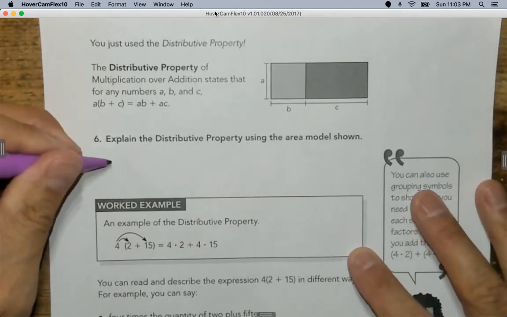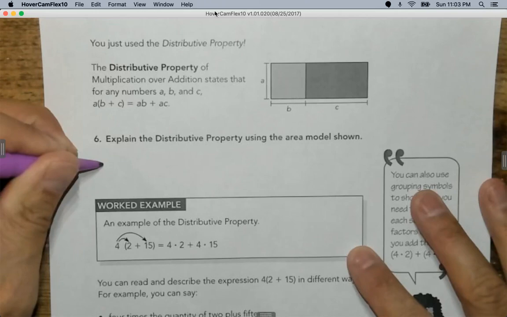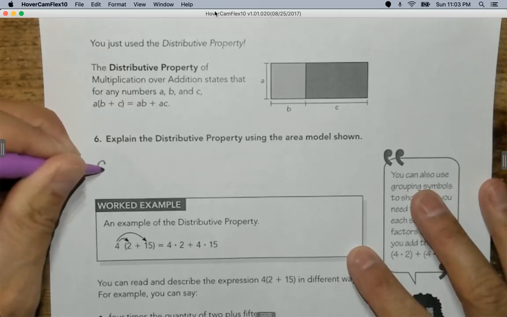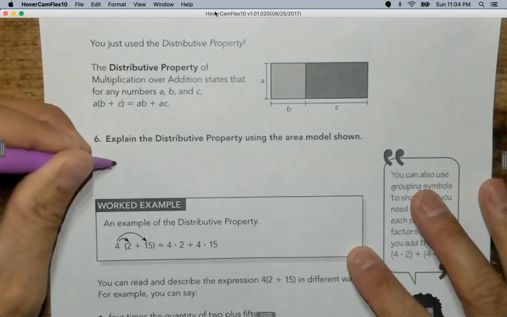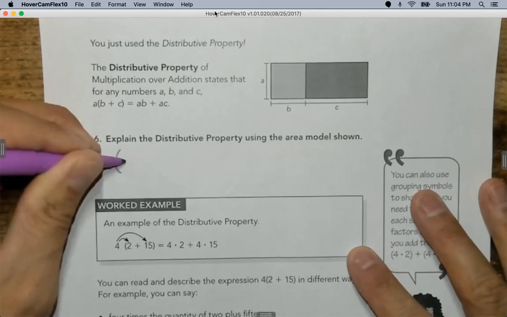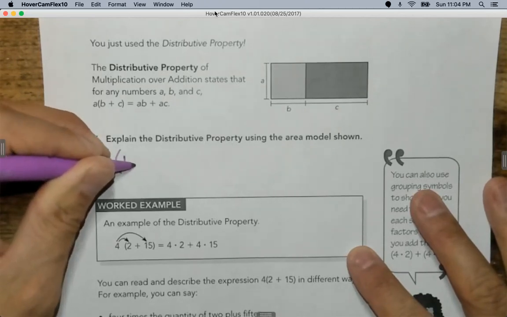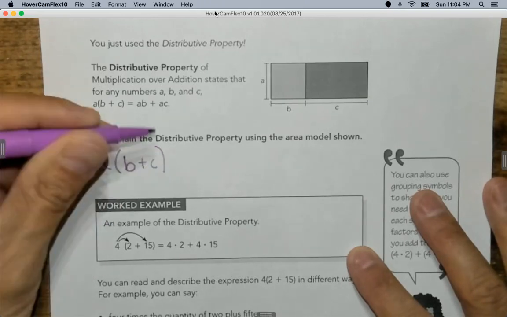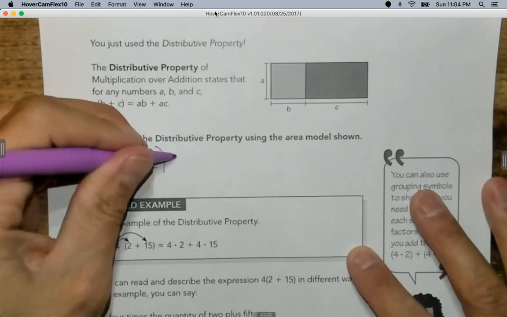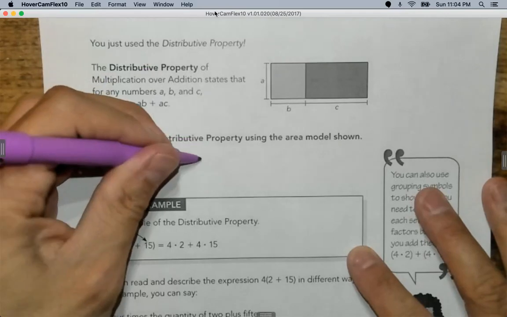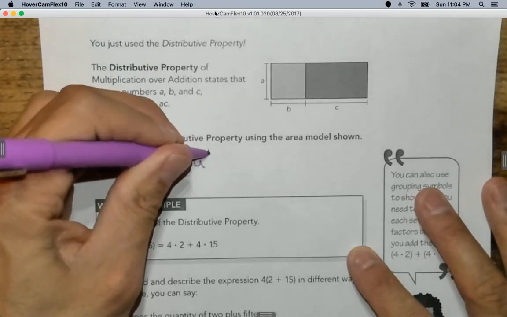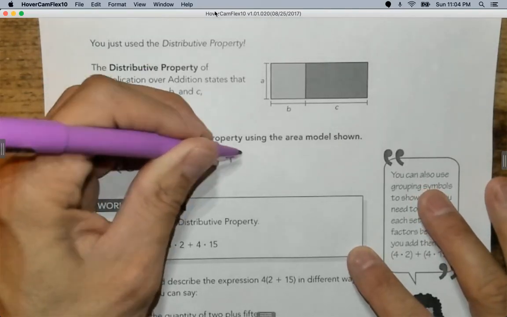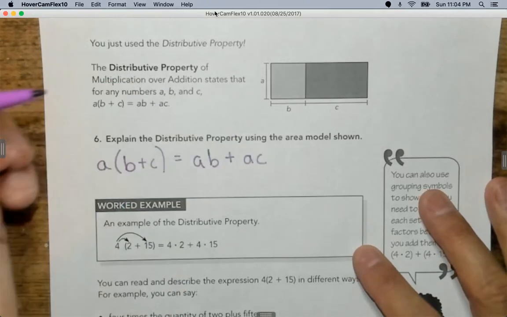Well, I could figure out the area of that rectangle by taking a, the height, and multiplying it times b plus c to get the length or the base. Or I could do each part. I could take a times b and then add to that a times c.